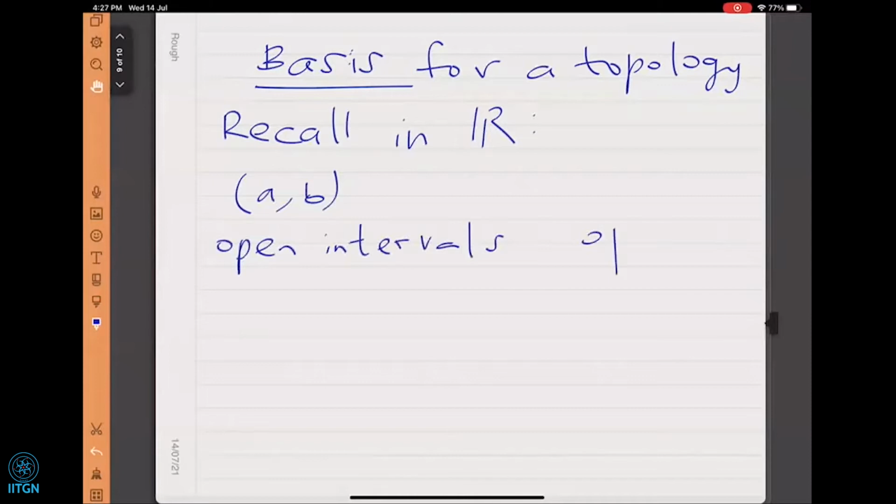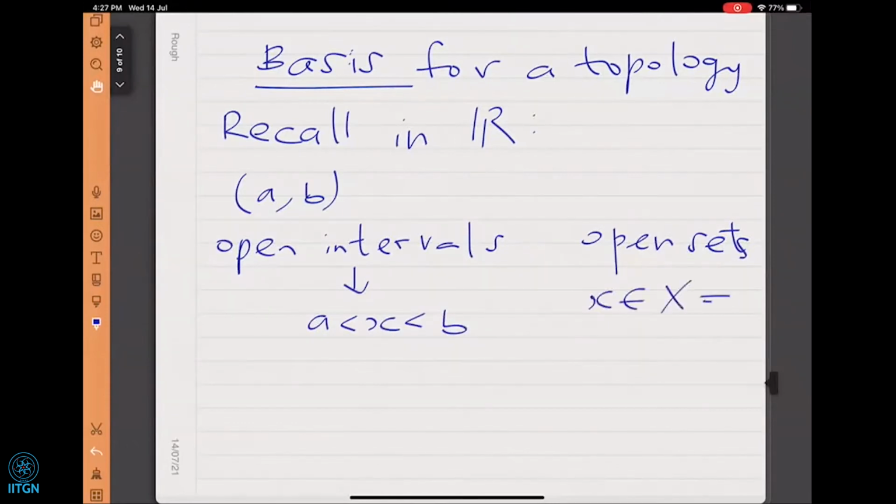These were not the same, and last time a lot of people had fun getting confused because they weren't listening to the words carefully. An open interval is literally a less than x less than b. And an open set was that capital X is an open set if x in X implies x in (a, b) fully contained in X. These were two different things.